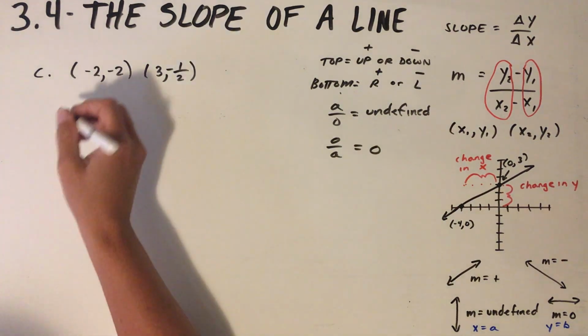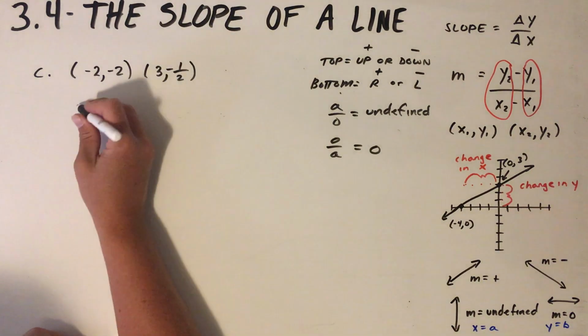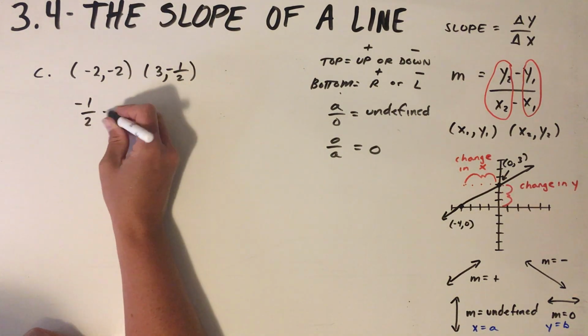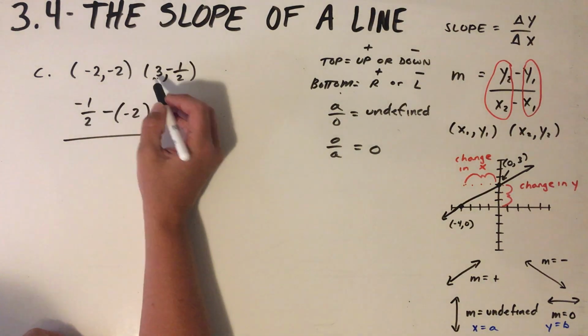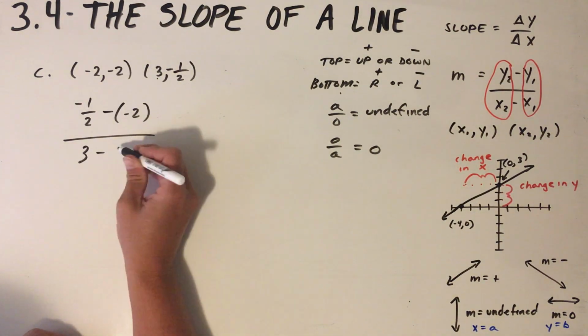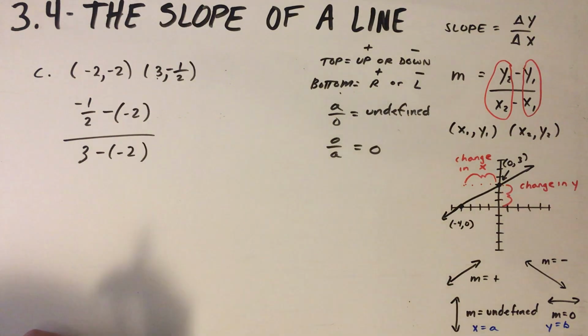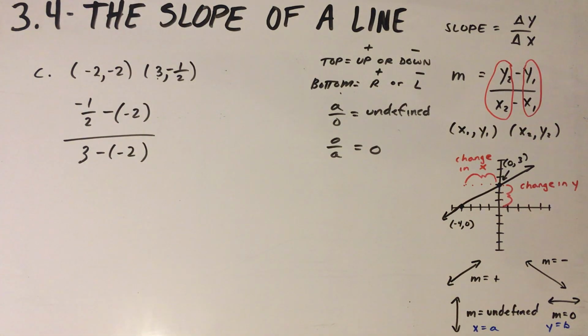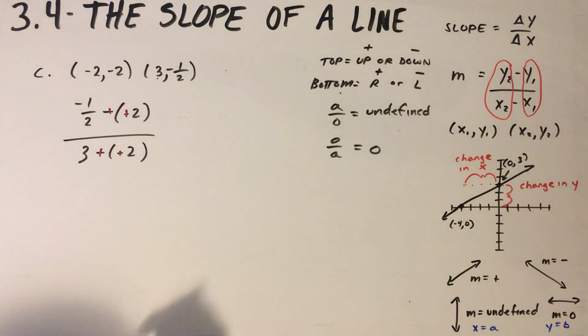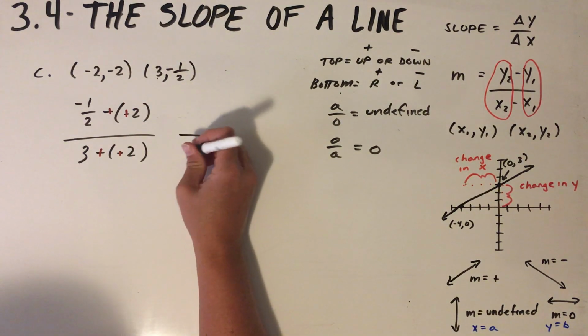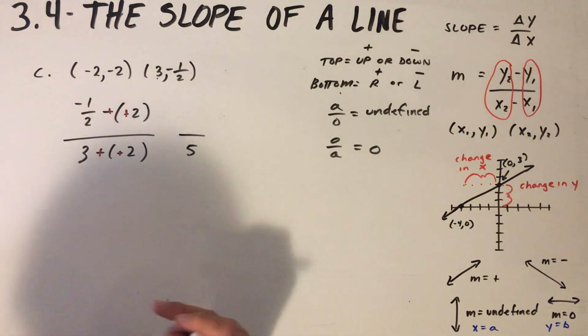Okay, so I'm going to take my y2, which is -1/2, and subtract y1, which is -2. Then I'm going to take x2, which is 3, and subtract x1, which is also negative 2. All right, so this can get a little bit tricky, but again, I'm adding these. So on the bottom, no problem, I have a 5. But what do I have on top?